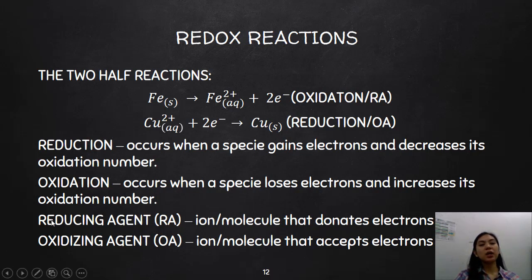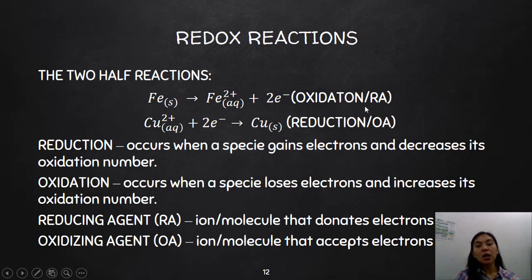So, another thing that you need to know is how to identify the reducing agent and the oxidizing agent. When we say reducing agent, this is the ion, molecule, or element that donates the electrons. And when you say oxidizing agent, this is the ion or molecule that accepts the electrons. So it is already here. I already put in the reducing agent and the oxidizing agent respectively.